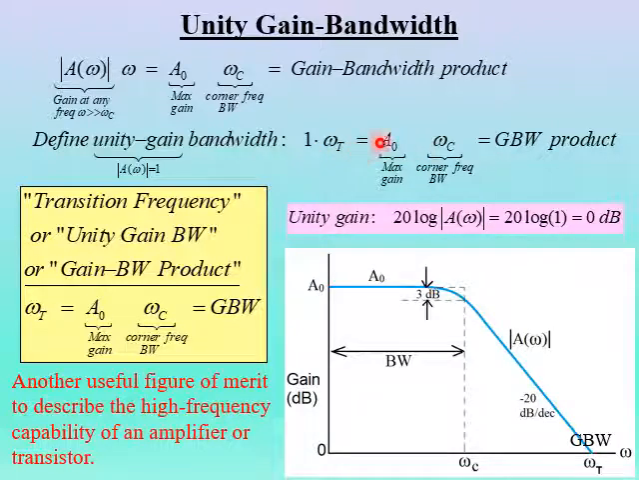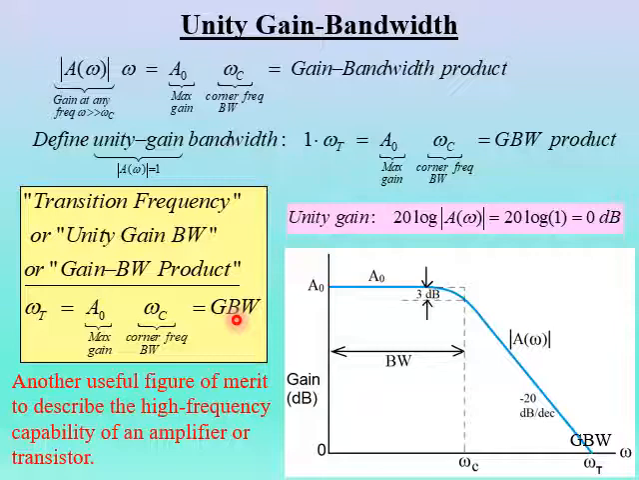And the right side of the equation, of course, doesn't change. These are constants. So A naught is still the same. And we have our same corner frequency, omega c, and these two, of course, are equal to GBW, the gain bandwidth product. So we have a new parameter here called the transition frequency, omega sub t, and it's equal to the DC gain times the corner frequency, and of course, it's also equal to the gain bandwidth product. Now, the transition frequency has several different names. It's also called the unity gain bandwidth, or you can also call it the gain bandwidth product because it's equal to that.